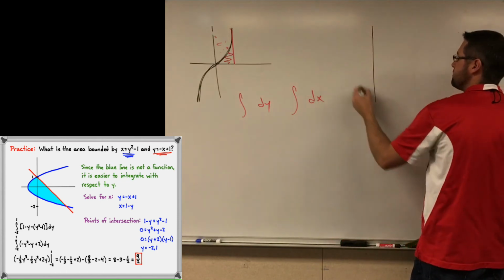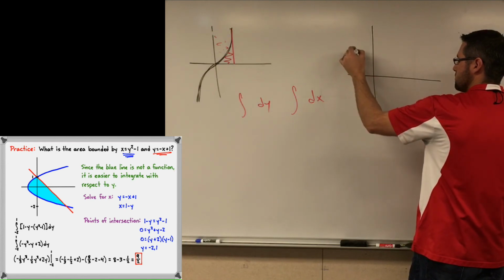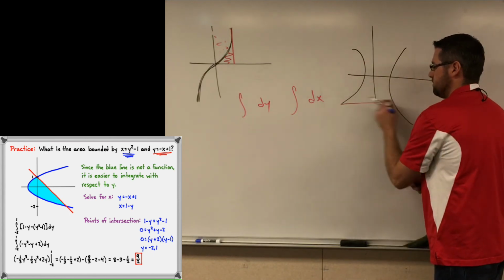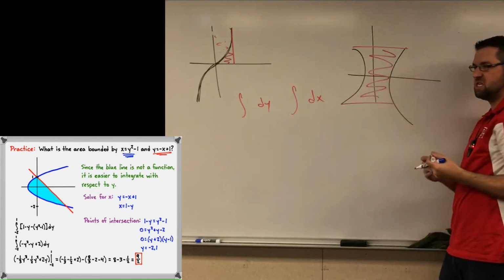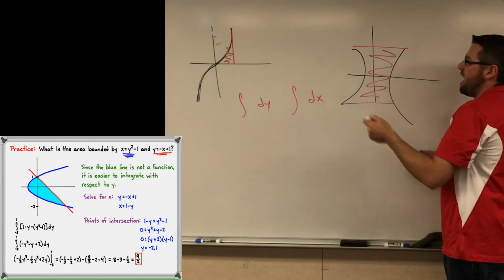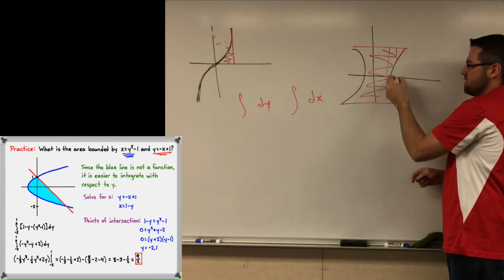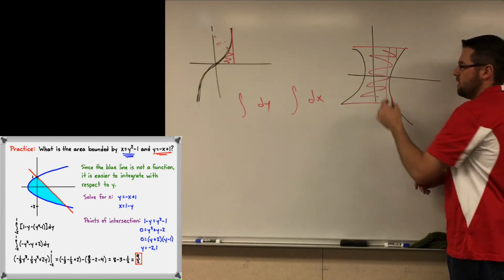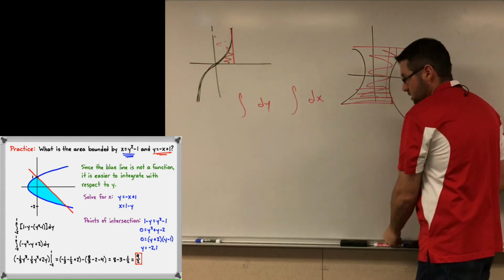Let's say I want this region. What do you say, dy or dx? If I do dx, I'm slicing it this way, right? Well, when I go to slice this, I got an issue here. With dy, I don't have any issues. So that's that.